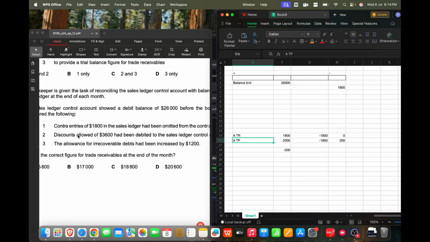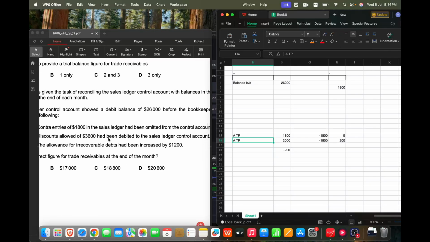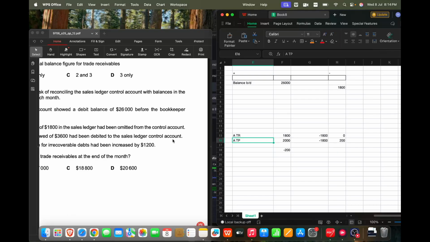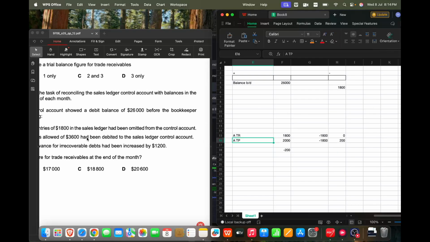Next, discount allowed of 36 has been debited in the sales ledger control account. So discount allowed will decrease your trade receivable balance, so we should write it on the credit side. But instead of writing it on the credit side, I wrote it on the debit side out here, and that entry was made somewhere before this total was made.